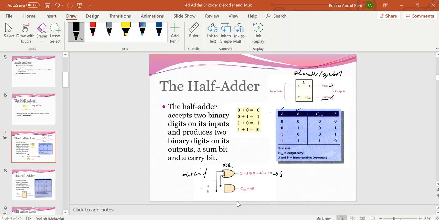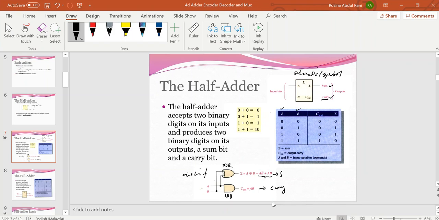And an AND gate. So this is the AND gate for C, for carry operation. Okay, so the Boolean logic for the sum will be A bar B plus A B bar. So how do we get this equation? Yeah, this is the equation for the sum.